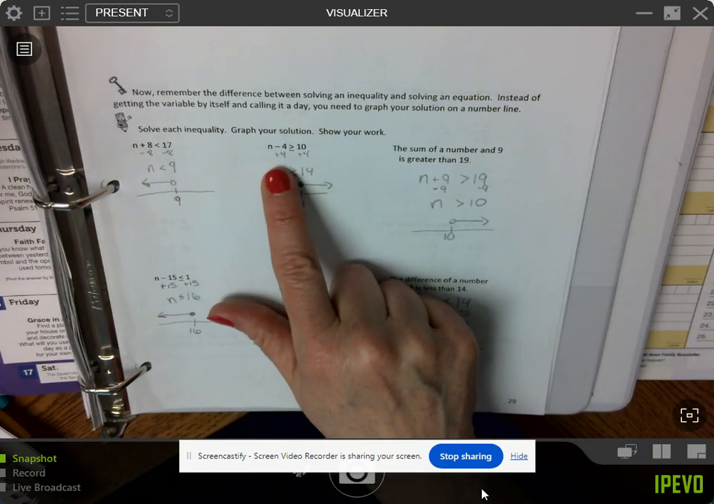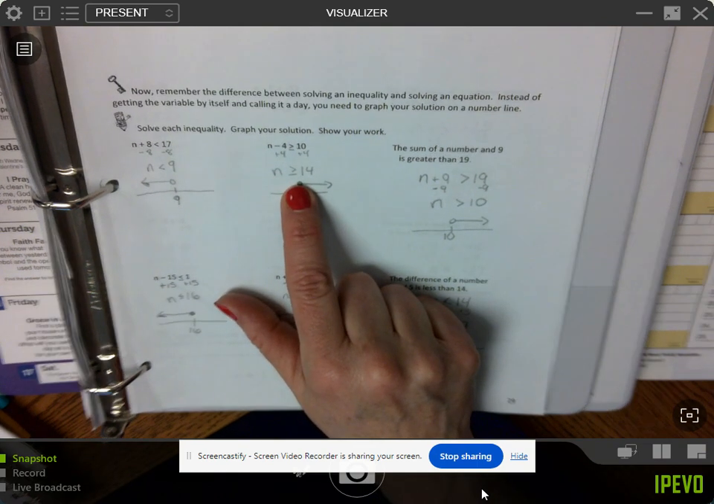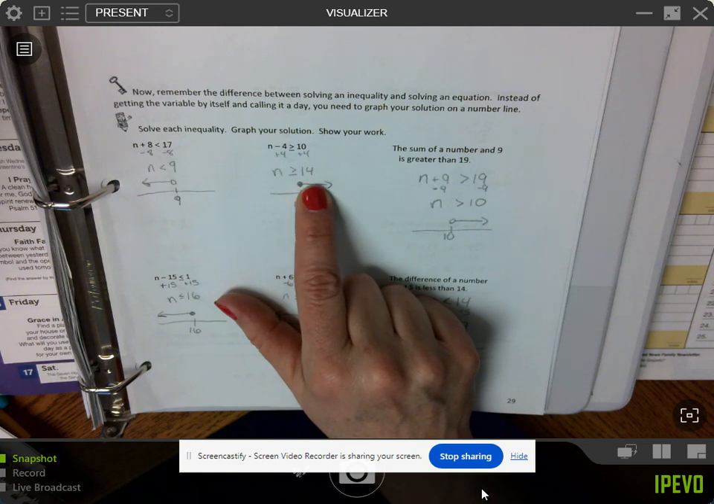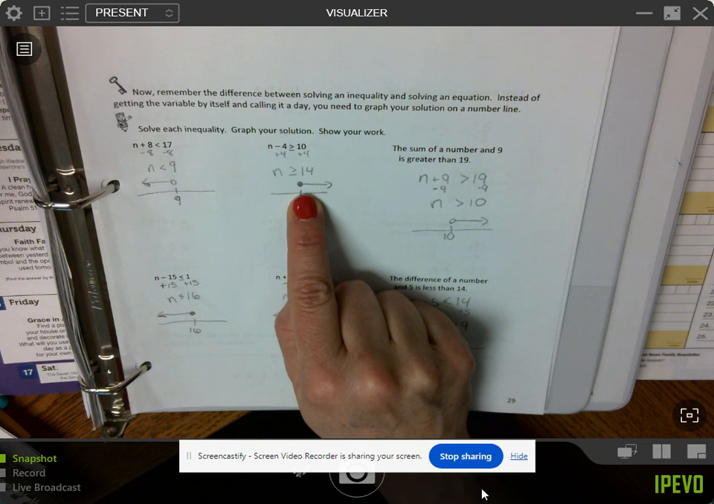So we do our one step with the minus 4. We need to add 4. So n is greater than or equal to 14. We have our number line with the 14. We have our circle that is closed in, shaded in because it is equal to, and it's pointing to the right because it is greater than.